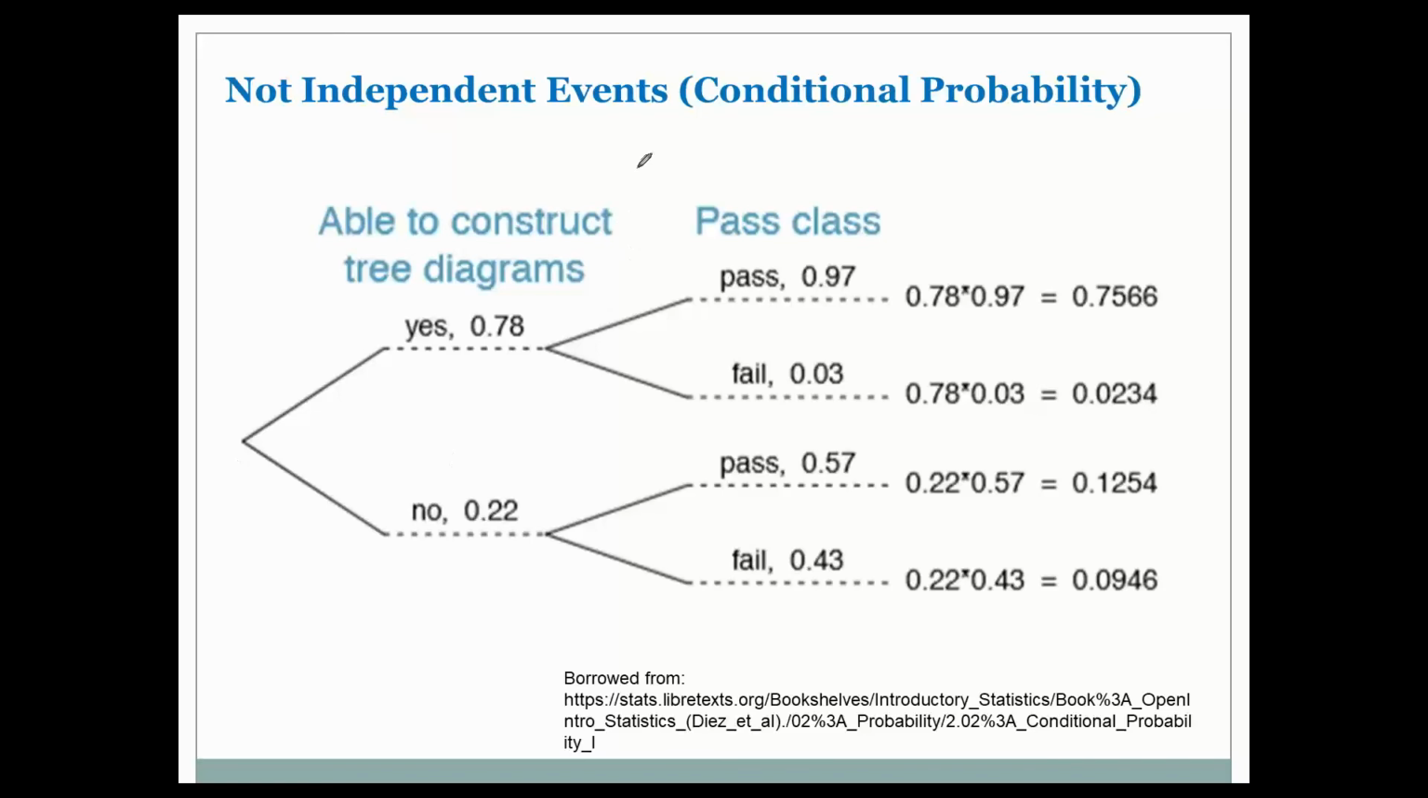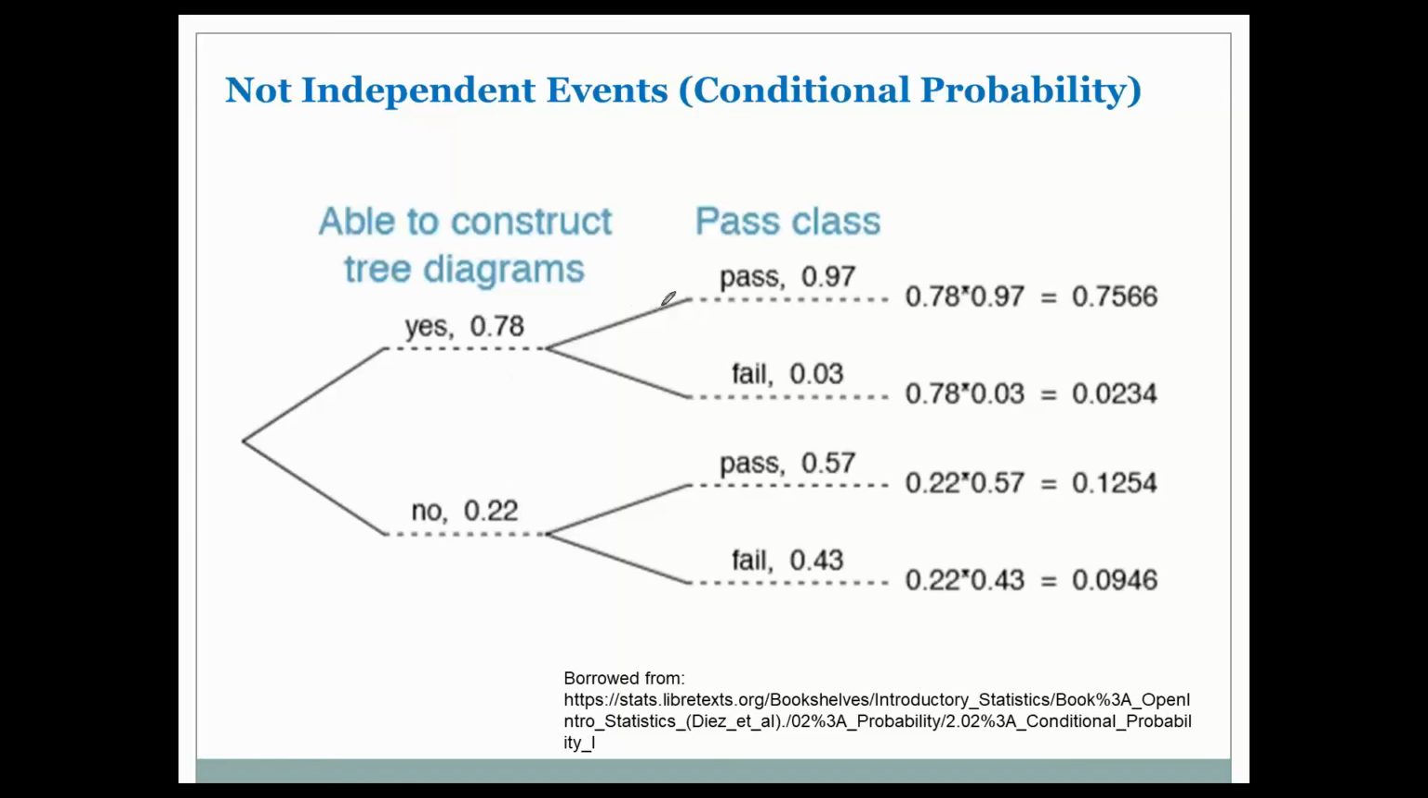Now, this is not independence. This is conditional probability. Okay, and I borrowed it from this place, and you can read a little bit more about conditional probability. It's about if you're able to construct tree diagrams, what are your odds or chances or probabilities of passing the class? In the class it looks like maybe 78% were able to. There's a probability of 22% that we're not able to, okay?